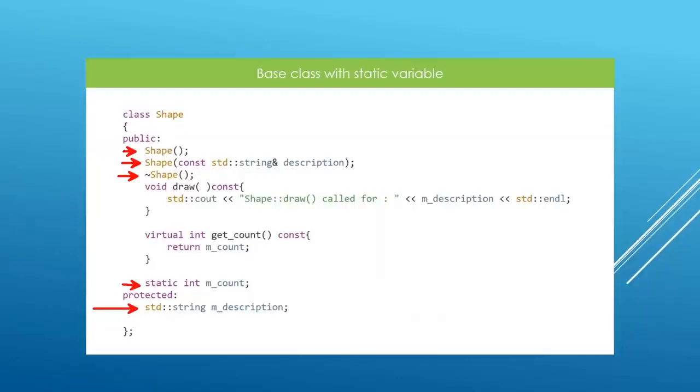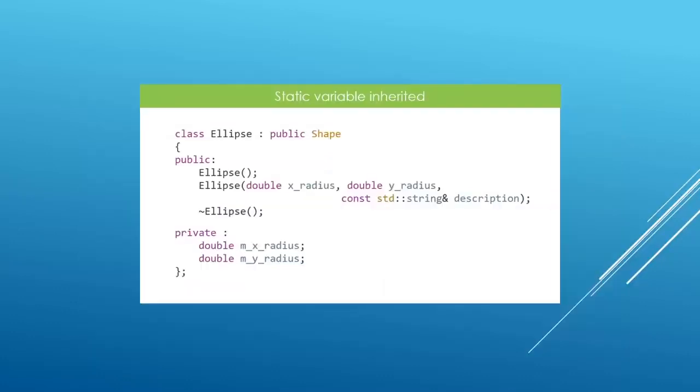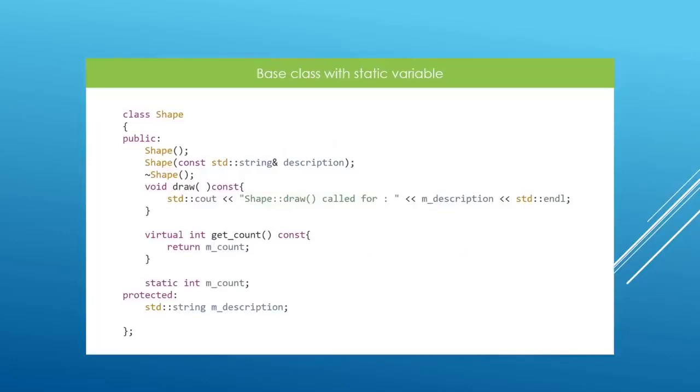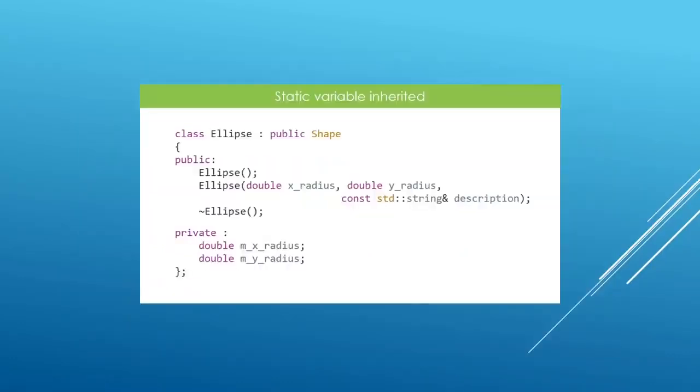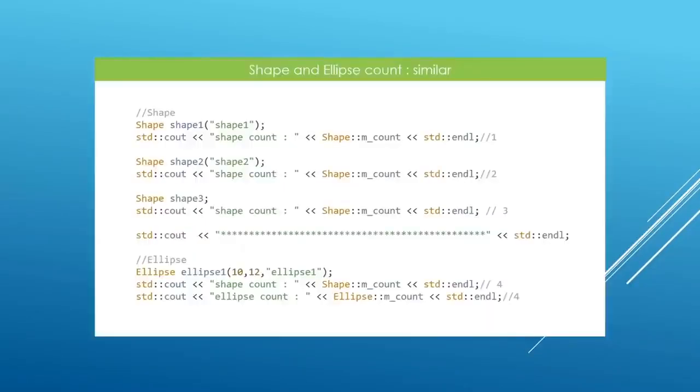Now we have a shape class. If we inherit from it and create an ellipse class, for example, we're going to have all the data that was public in our base class to be public in this class as well. So by that logic, we are also going to get this static variable inherited, and we're going to be able to access it from ellipse objects. Let's try and use this in code here to really drive the point home.